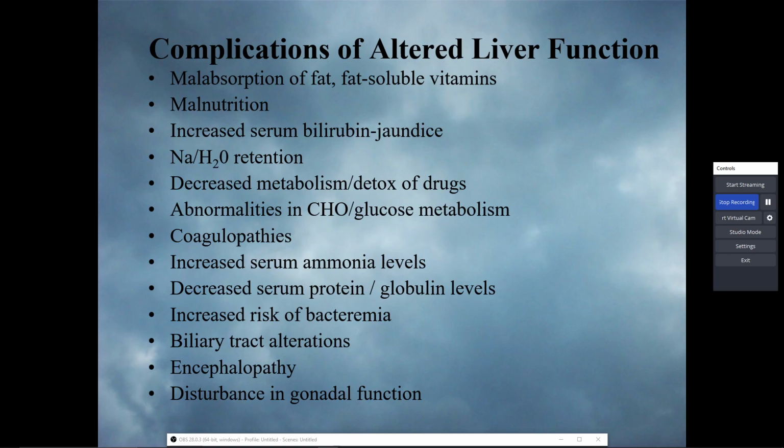It's not funny, so it has a hard time with that. Okay, malnutrition is definitely a thing because the CYP system is so very responsible for the degradation and breakdown of so many proteins and structures and chemicals. Increased serum bilirubin, jaundice.